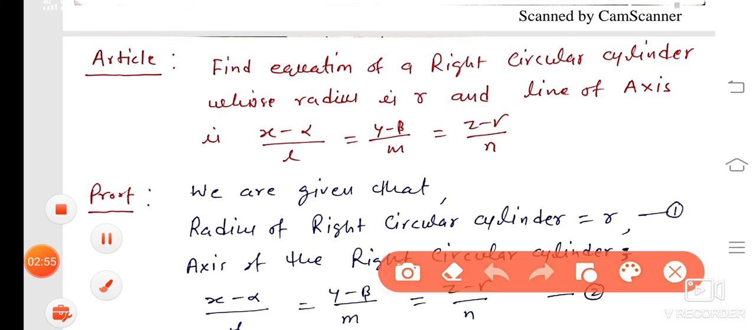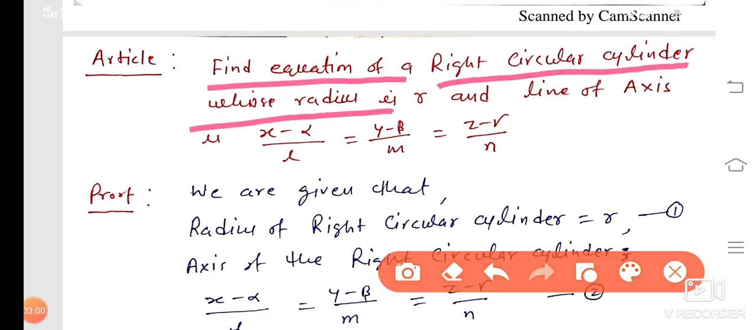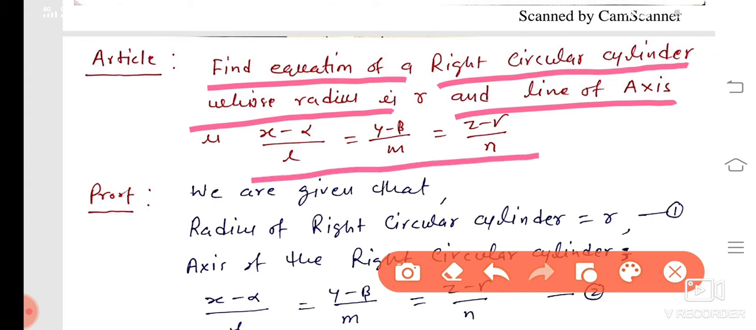So the article is: find the equation of a right circular cylinder whose radius is r and line of axis is (x minus alpha)/l = (y minus beta)/m = (z minus gamma)/n. We are given two pieces of information. First, the radius of the circle is given, and second, the line of axis of the right circular cylinder is also given. With these two conditions, we will find the general equation of the right circular cylinder.